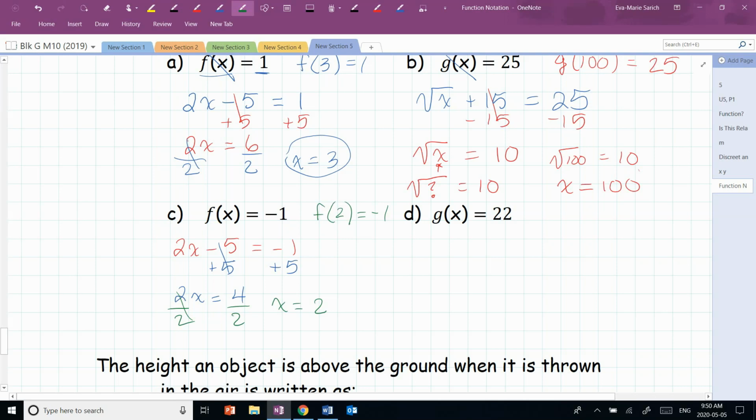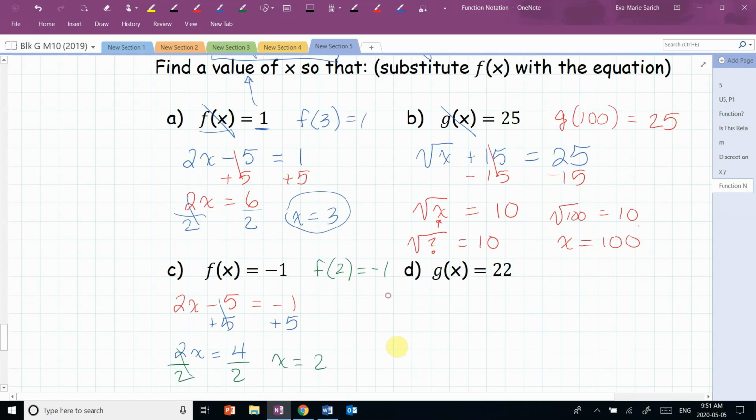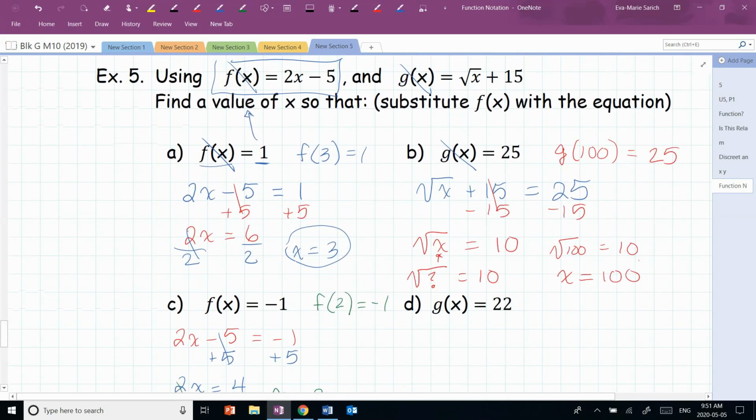Okay, the last one of these, we're going to replace the g of x with 22. So we're going to go back and look at the original. We're taking out the g of x and putting in a 22. So now we're going to have the square root of x plus 15, and instead of equaling the g of x, it's going to equal the 22 we have here.